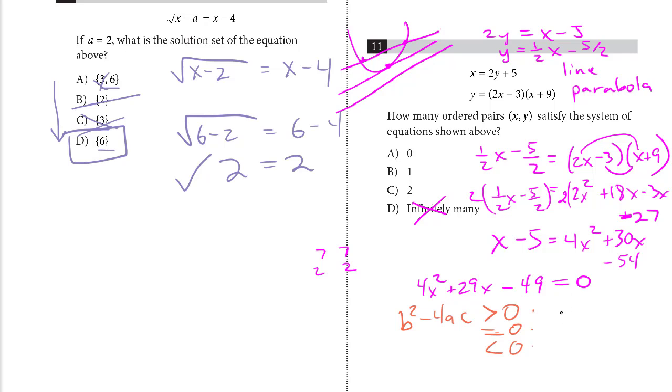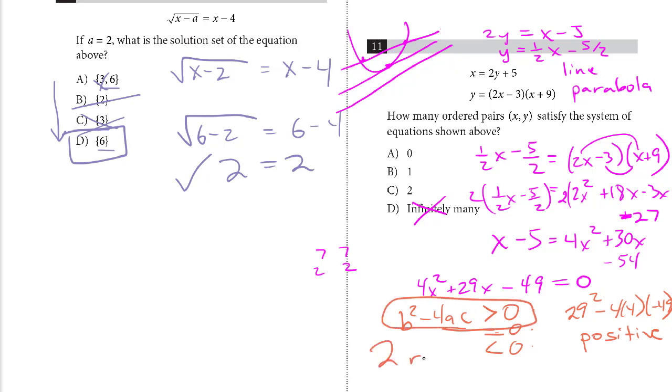So b squared is going to be 29 squared minus 4 times c, which is minus 49. Now, these are ugly numbers, but the minus is going to be positive. So the result here, whatever it is, must be positive, which means I know the discriminant's greater than 0, and there are 2 real roots. The correct answer must be C for 11.